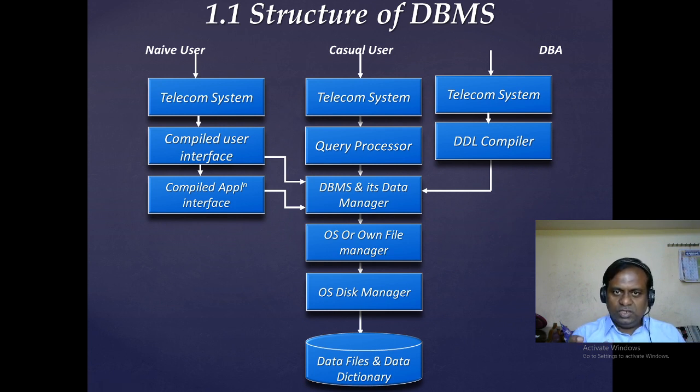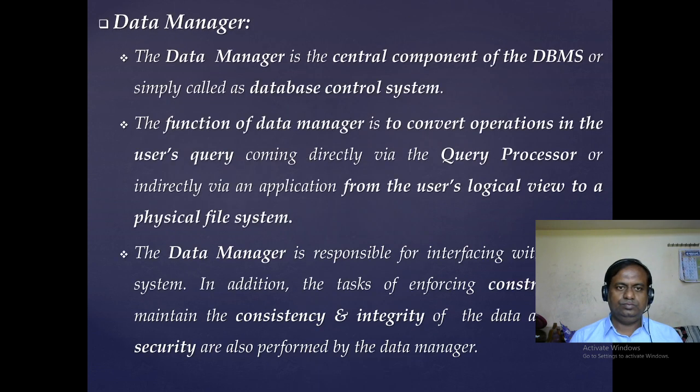That means the user is asking to create a column called roll number, which will be executed by the user through the DDL compiler and given to the data manager, and the data manager will allocate the space required for that command executed by the user. So the data manager will convert the logical view into the physical storage medium. The data manager is also responsible for interfacing with the file system.